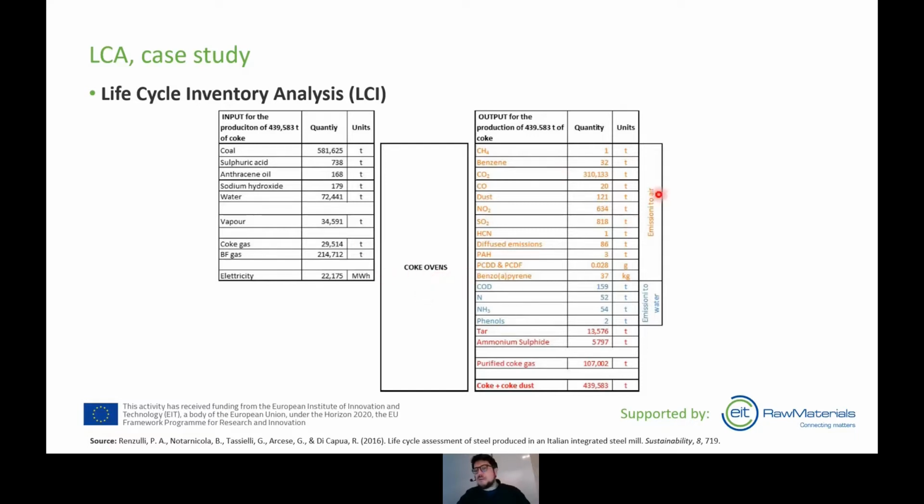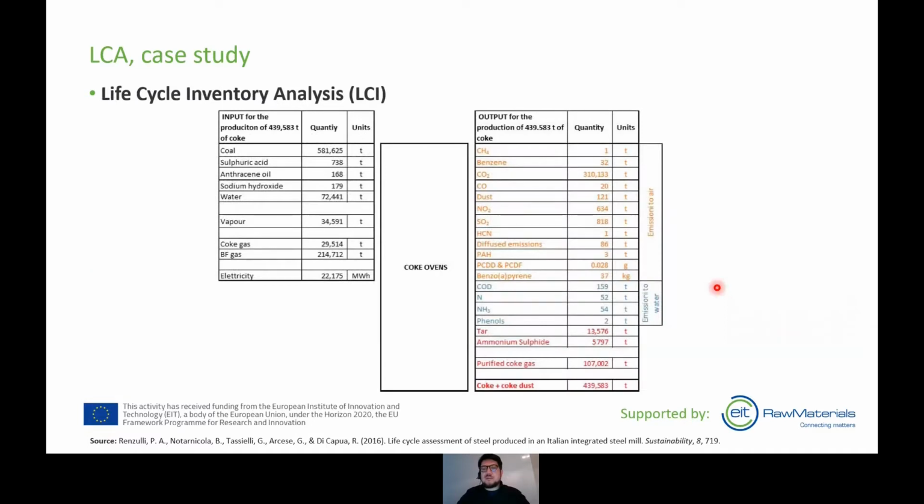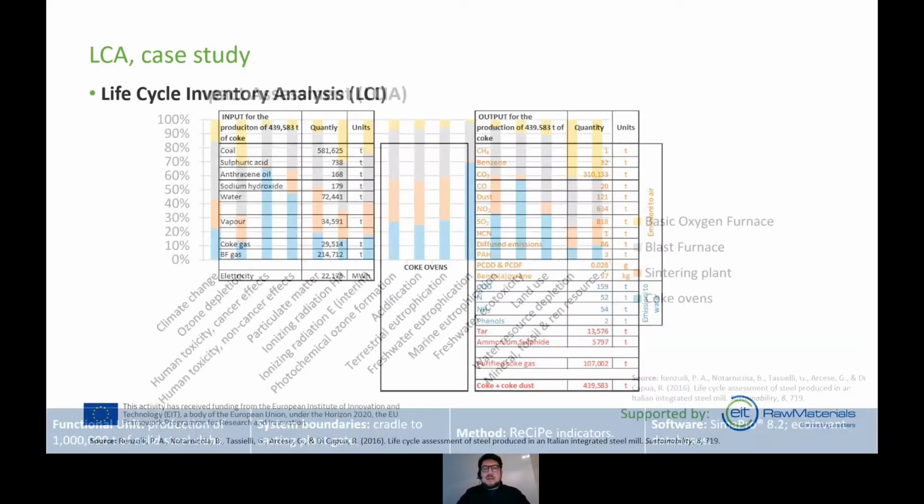And after, we have some emissions to the air and some emissions to the water. We also have some byproducts like tar or ammonium sulfide. And the final, or main, output in this process is the coke plus coke dust that goes into the next step, which would be the sintering plant, and so on. But I will not show you the rest of the steps.